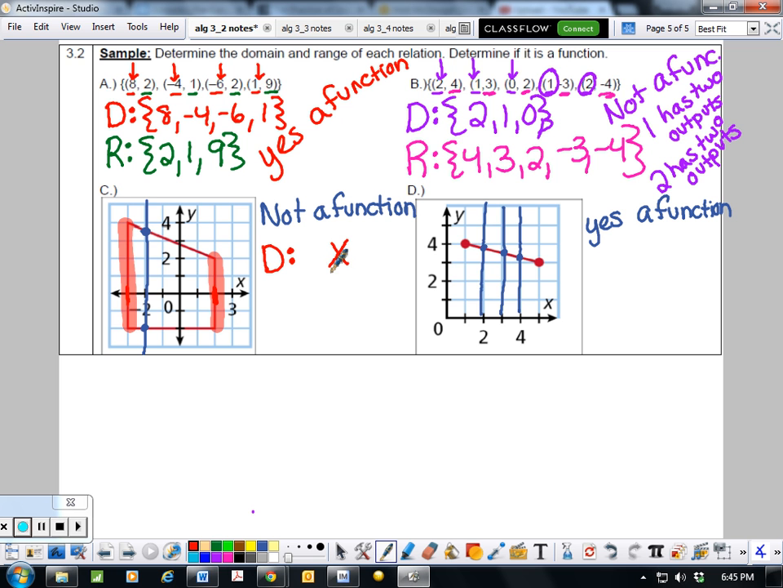So this is where I write an inequality, because this is a continuous function. Everything's kind of continuing and connected. So x can be anywhere between 2 and -3.